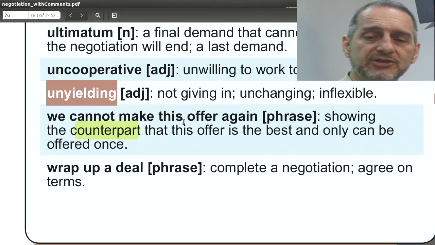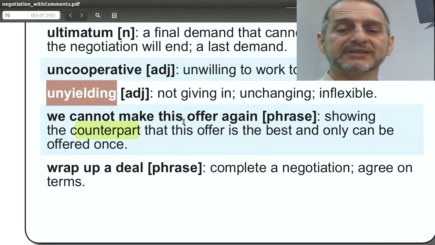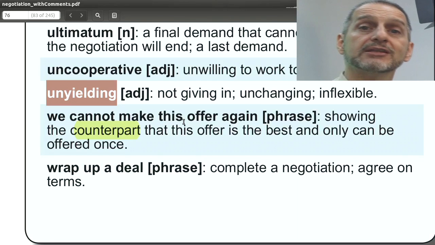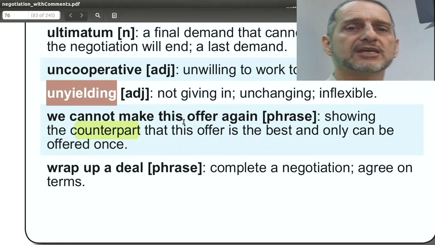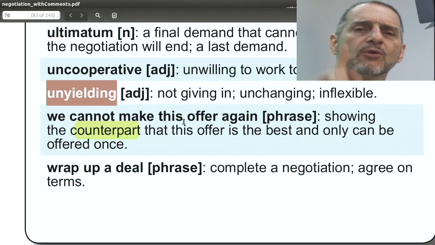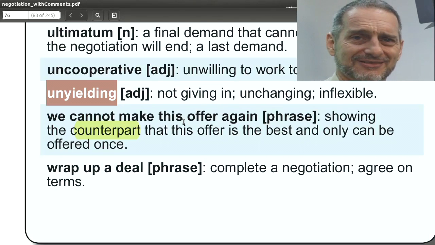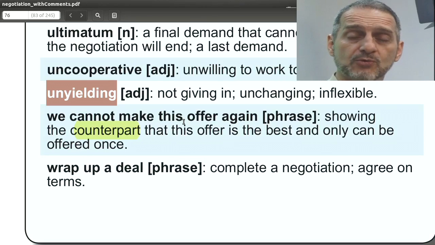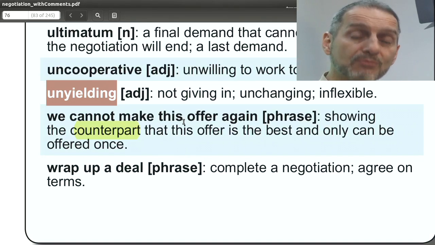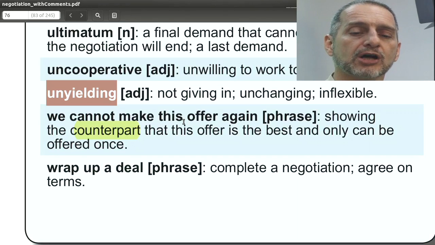Unyielding. Unyielding means not giving up, not giving in, not sacrificing or giving something. So unyielding you can use in your negotiation. When you're talking to the other side, you could say, you are being unyielding, or why are you so unyielding? Or the other way, I'm not unyielding. I've already given you $5 more. I'm not unyielding, right? So it's kind of like uncooperative in a way.